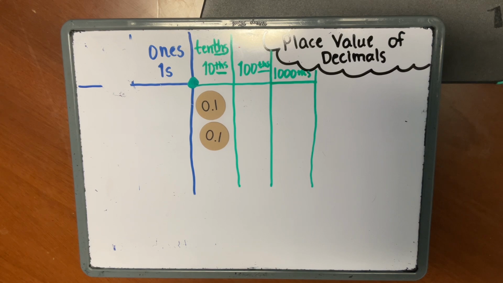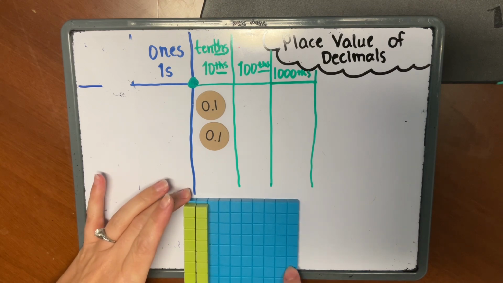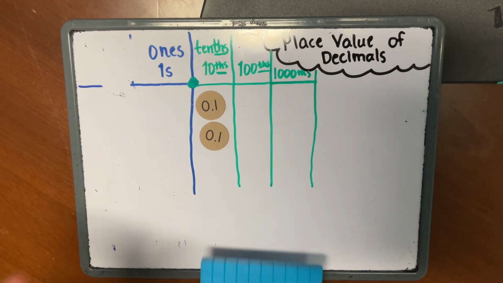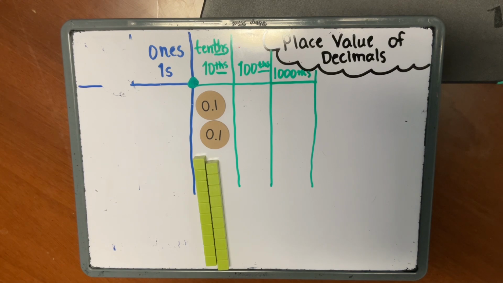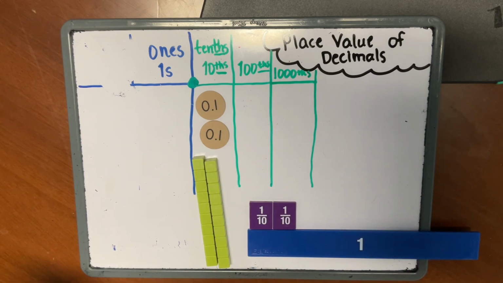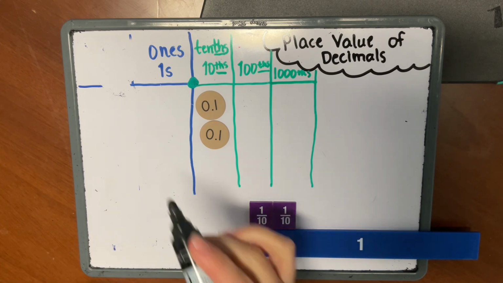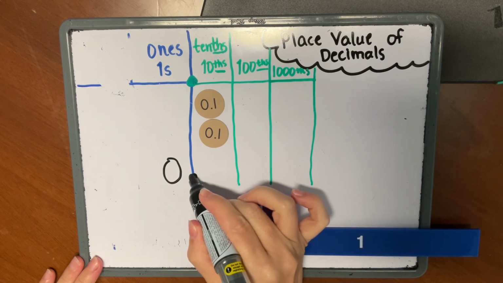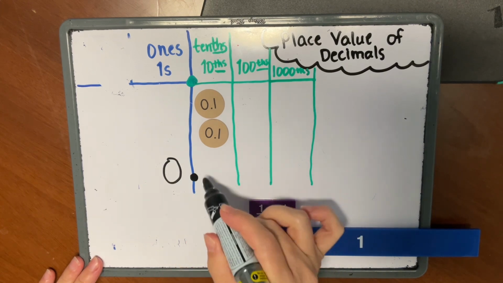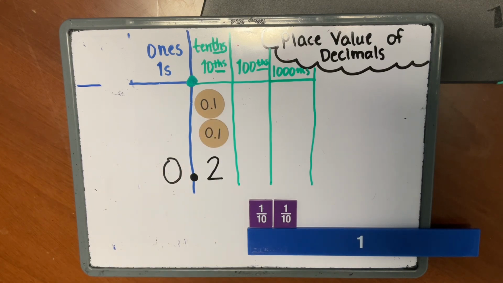Okay, how did you do? You may have built 2/10 because that's 2/10 of our whole. So you could have built it this way. You could have also built it this way, because that is 2/10 of our whole. And how would I write this? Well, I have 0 ones, point, 2, because sometimes we say 0.2, but this is really 2/10.